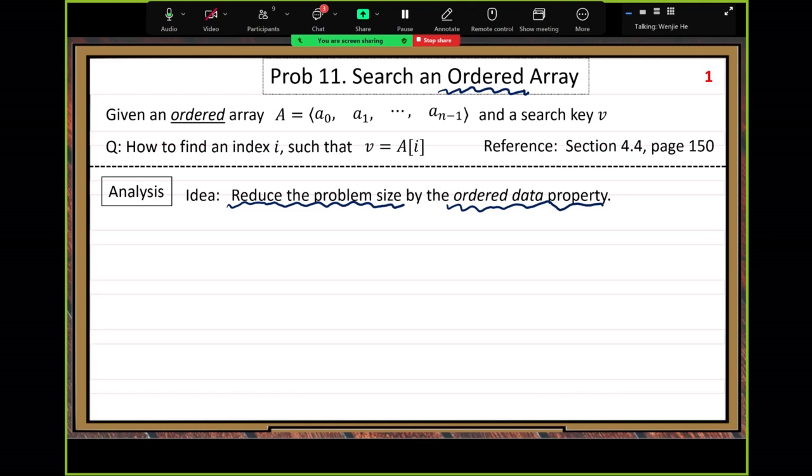So we want to use this property to help us reduce the problem size as much as we can. When you reduce the problem size, you have many different ways to reduce. If we recall what we did in module 3, we have problem size reduction by 1. Every time we just reduce the problem size by 1. The factorial problem, also the insertion sort, reduce the problem size by 1, right? So that's one.